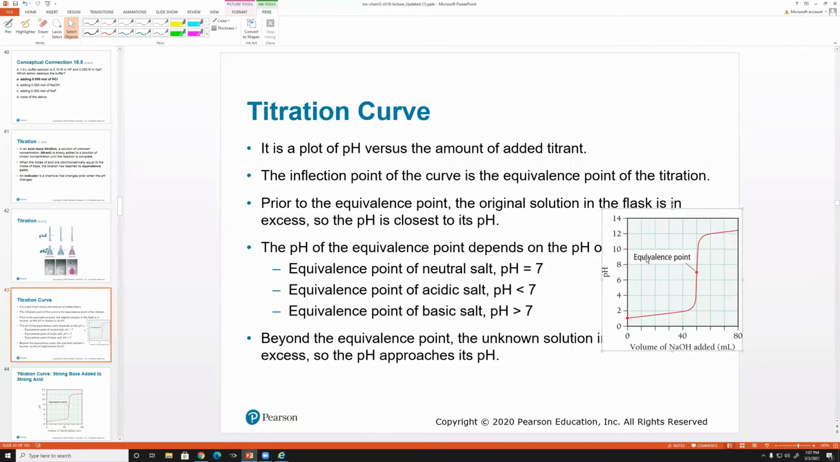Now, the pH at the equivalence point is not always 7. If you have a weak acid and a strong base, the pH of the equivalence point will be greater than 7, because you're going to be dominated by a stronger base if you add more. And the vice versa is true. If you have a weak base and a strong acid, your equivalence pH is going to be lower than 7. But we'll see that firsthand.